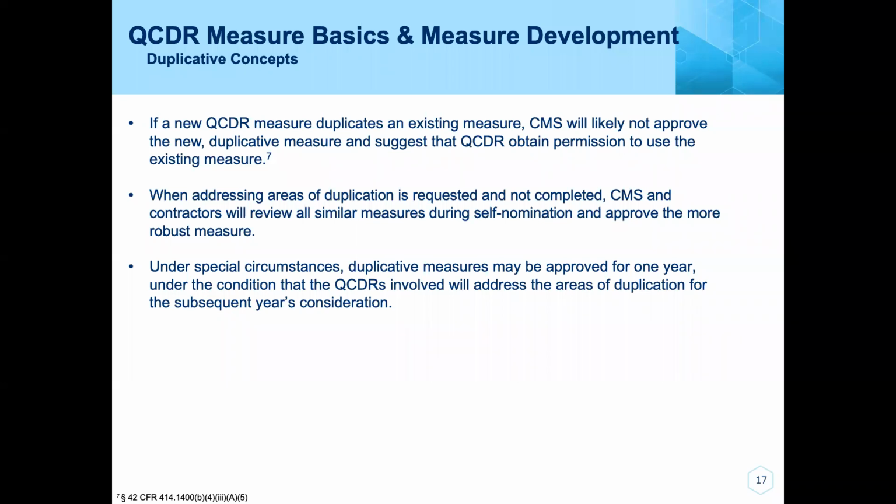And they'll look at a number of different factors to determine which measure they feel is more robust, looking at the quality actions or if one measure covers a broader patient population than the other. Just a couple examples. And only under special circumstances, CMS may approve duplicative measures for one performance period under the condition that the QCDRs that are involved will address the areas of duplication for the subsequent year's consideration.